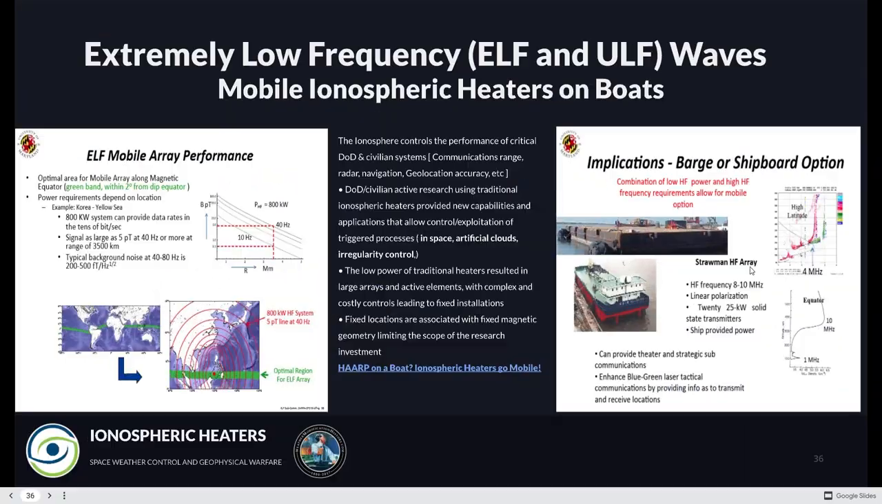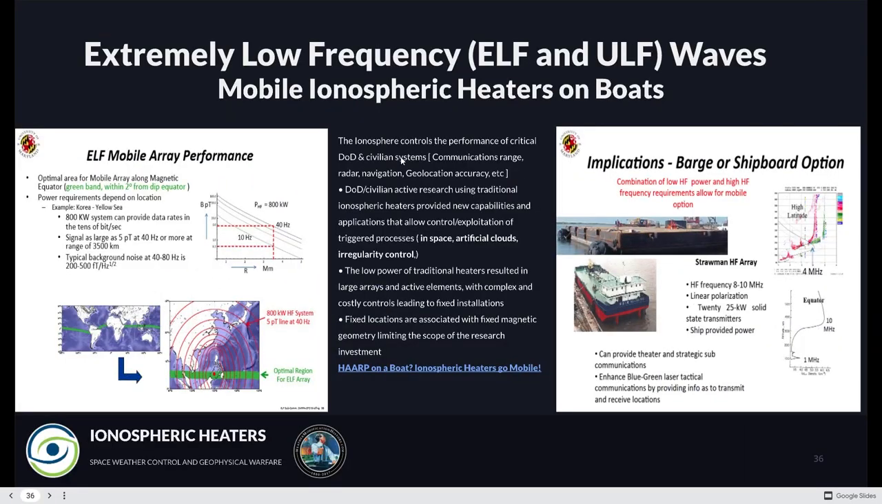A lot of people speculate that the C-band SBX, or the sea-based X-band radar, is potentially one of these ionospheric heaters. Now it operates in X band. So, I mean, it's a possibility. I'm not going to rule it out, but that's not confirmed.